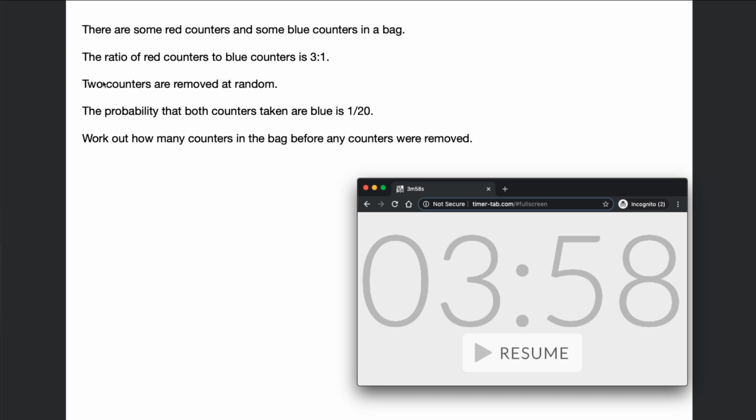See how you go. So the question says, there are some red counters and some blue counters in a bag. The ratio of red counters to blue counters is 3:1. 2 counters are removed at random. The probability that both counters taken are blue is 1/20. Work out how many counters were in the bag before any counters were removed. Okay, a bit of a typo there.